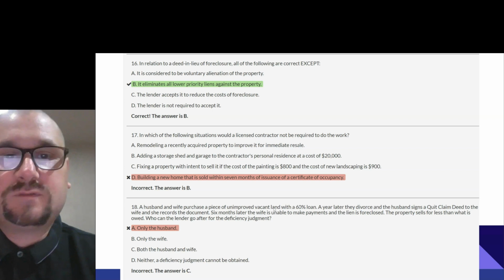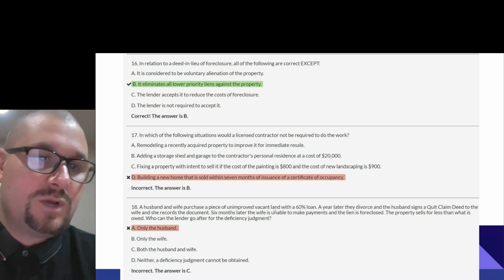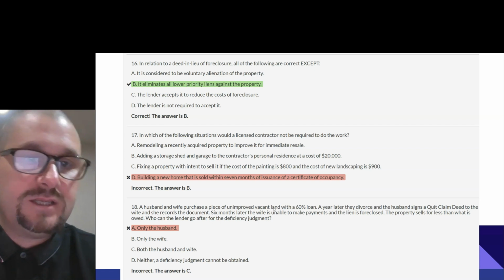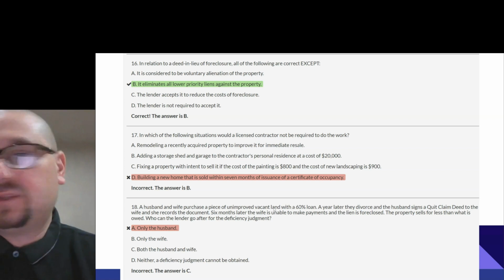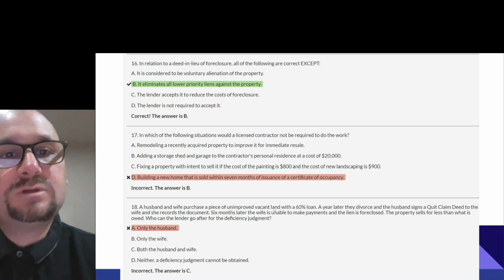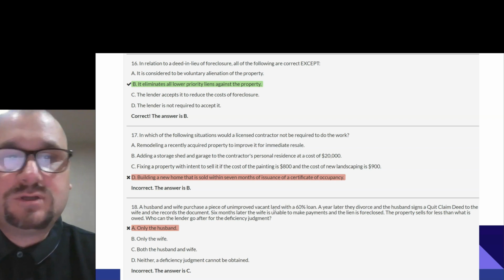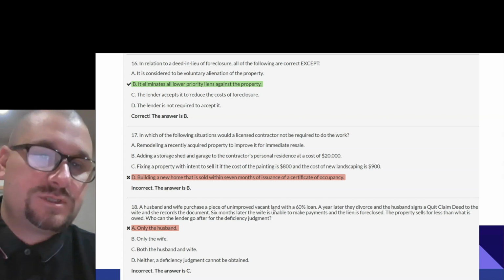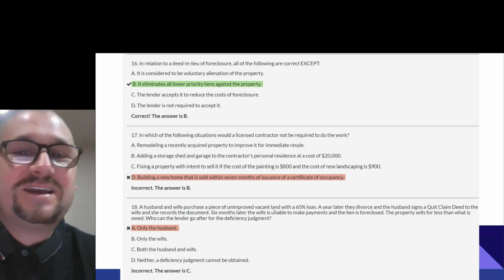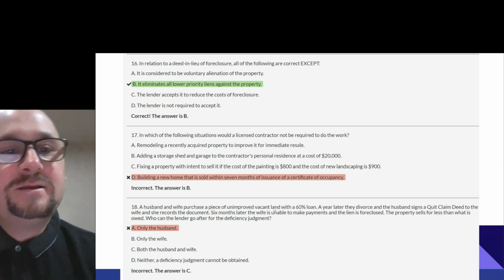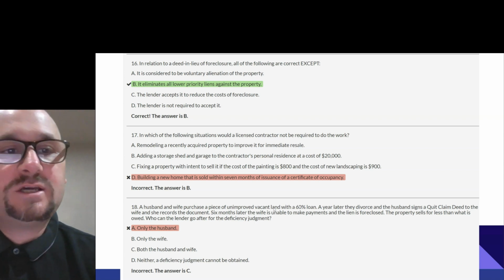All right, 17. In which of the following situations would a licensed contractor not be required to do the work? So this is Bravo. Adding a storage shed and garage to the contractor's personal residence at a cost of $20,000. So the licensed contractor is not required to do that work. Remodeling recently acquired property to improve it for immediate resale? No.